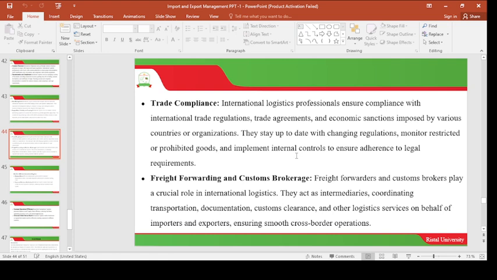So the freight forwarders and brokers act as intermediaries in coordinating the movement of these goods across the borders. They play a crucial role in international logistics, because in international logistics you need to move goods across borders. So these people, the freight forwarders and customs brokers, make it easy and simple for organizations to perform that task.